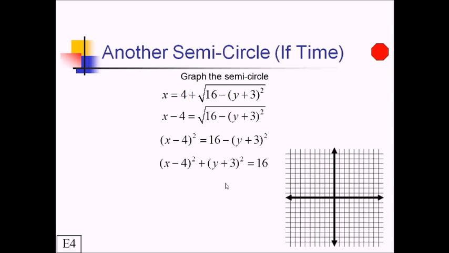And let's get some important stats out of this. Our center, we've got +4, -3. For the radius, square root of 16 is 4. And since our original equation had x equals a positive radical, we're going to have the right half. All right, let's graph it all out now. So we've got 4, -3. And the right half now, so we're going 4 up here, 4 to the right, and 4 down. There we are.